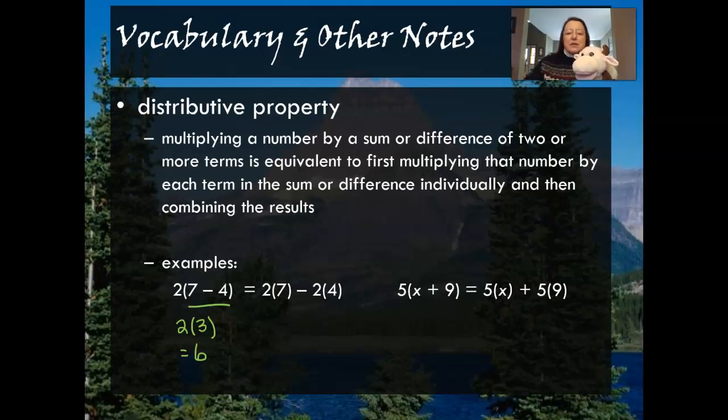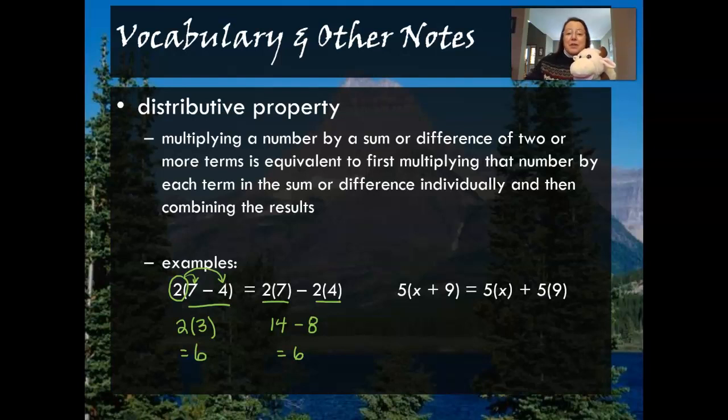Then this is going to be equal to first multiplying that number, which is the 2, times each term in the sum or difference individually. This means we'd multiply the 2 times the 7 and the 2 times the 4. And you can see that is on the right of the equal sign. 2 times 7 is 14, and 2 times 4 is 8. If we subtract 14 minus 8, which is combining the results, we also end up with an answer of 6. Either way you approach it, you get an equivalent result.